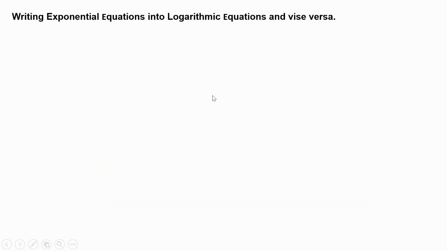Again, this is a review from last week, the last part. Okay, writing exponential equations into logarithmic equations and vice versa. Definition of a logarithm to the base a. For example, y equals log base a of x means a to the y equals x. So in other words, here on the left is the logarithm form, on the right is the exponential form.